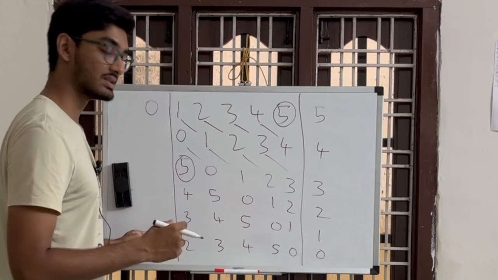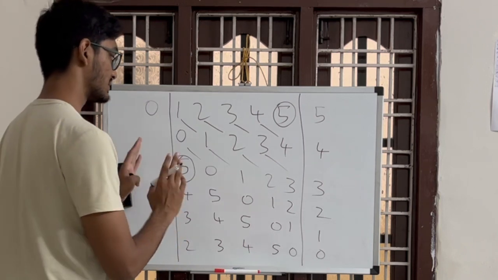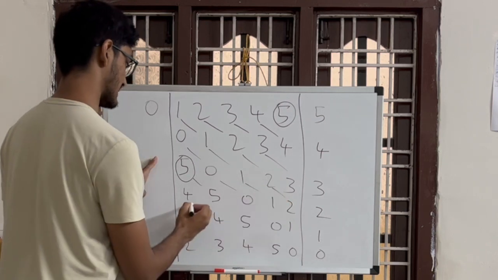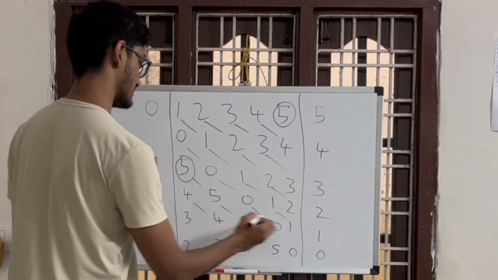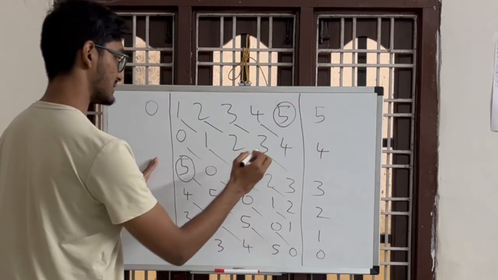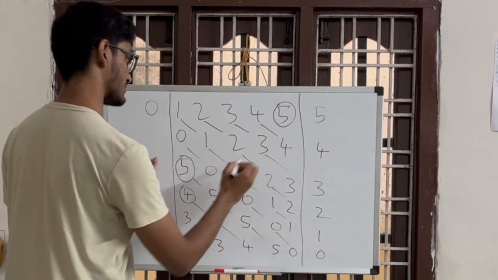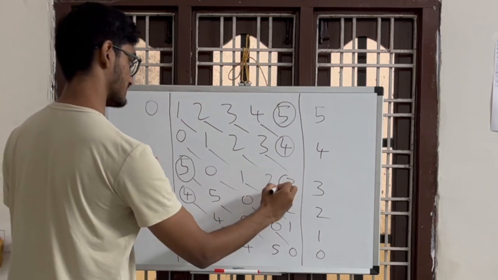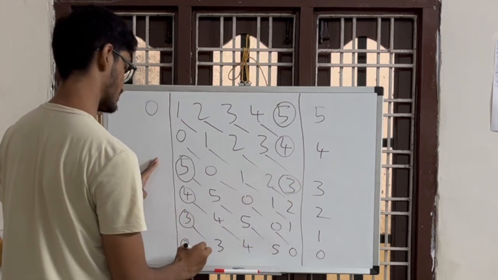These are basically the example test cases here. Again the same thing, again the same thing. Now if you look at this number, 4 was here, 3 was here, 2 was here.